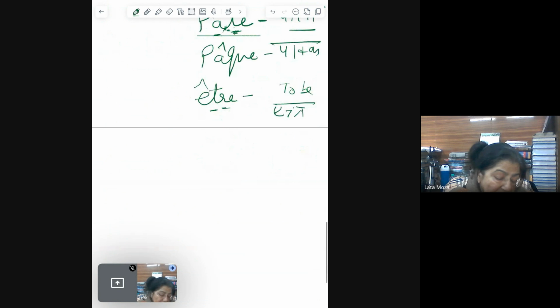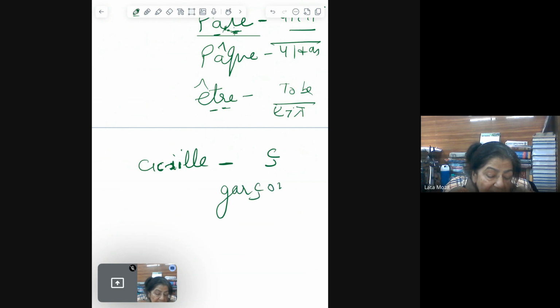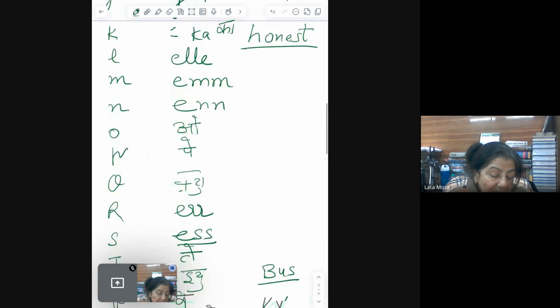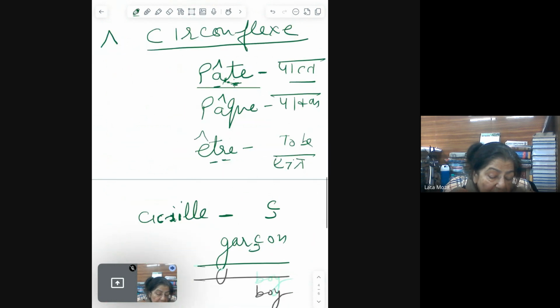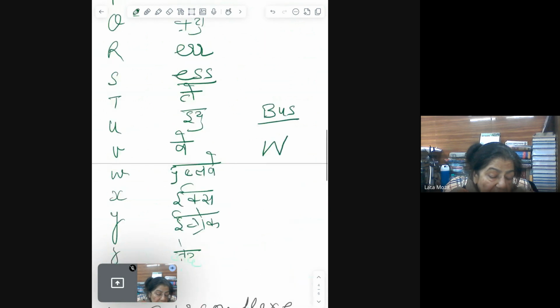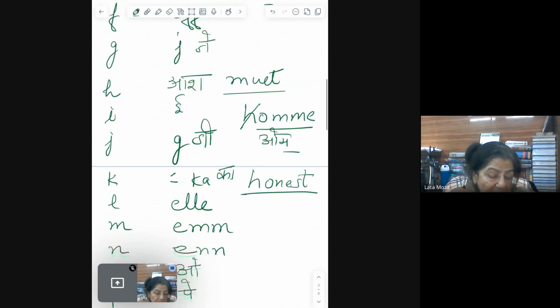Now there are some marks, like the cédille mark, as I told you earlier. The cédille mark is the mark under C like this, like leçon, garçon. Garçon means a boy, so we write it like this. The mark has come under the C, the cédille mark. So garçon is a boy. Okay. Now we see these alphabets. There are accents too, and we'll go into that later on. First of all, we'll see how to pronounce these alphabets.